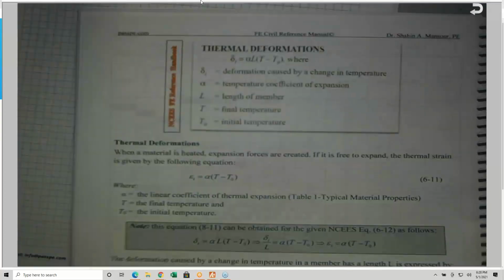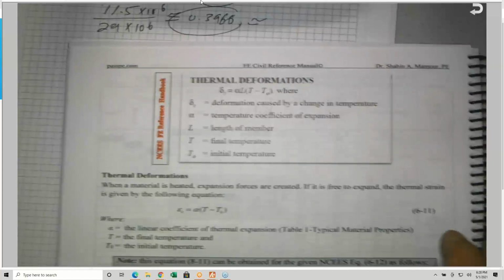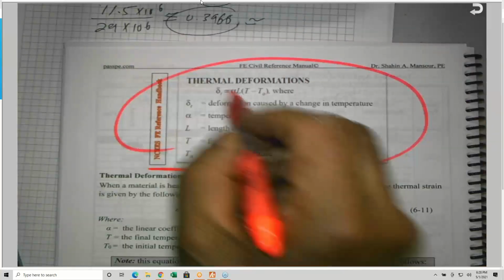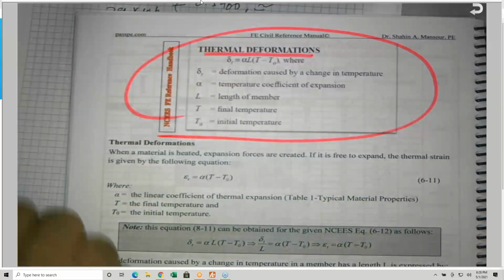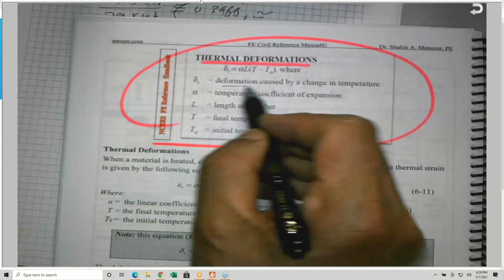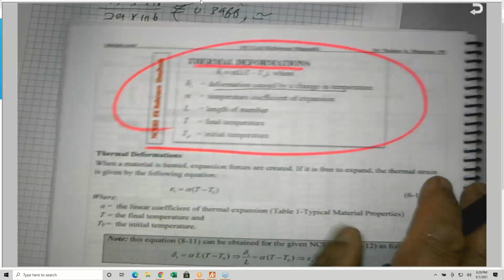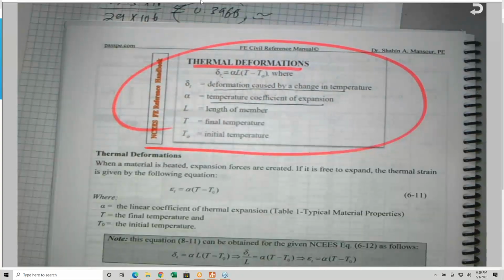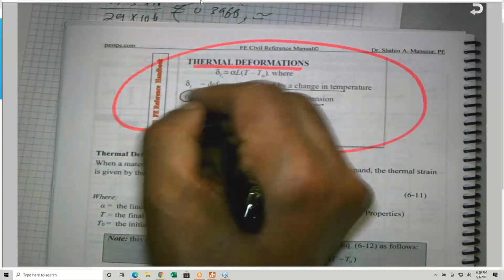So this is the table I'm referring to. If you flip the page, you will find another section of the NCEES called thermal deformations. Delta T, the deformation due to the change in temperature, is given as alpha, which is called the coefficient of thermal expansion. How can I get alpha, by the way? From where do you get alpha?